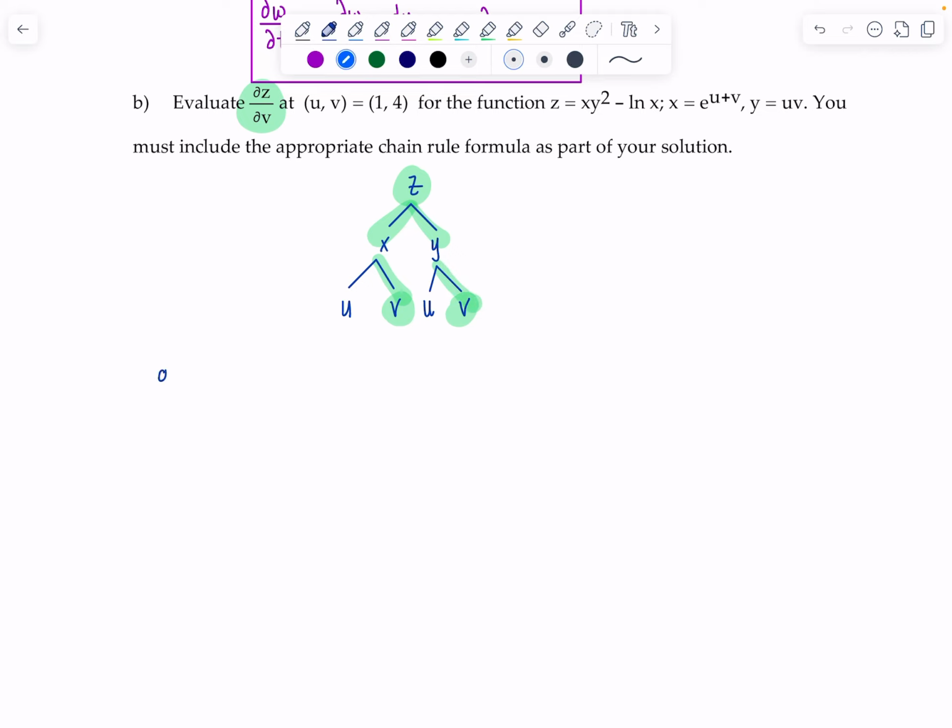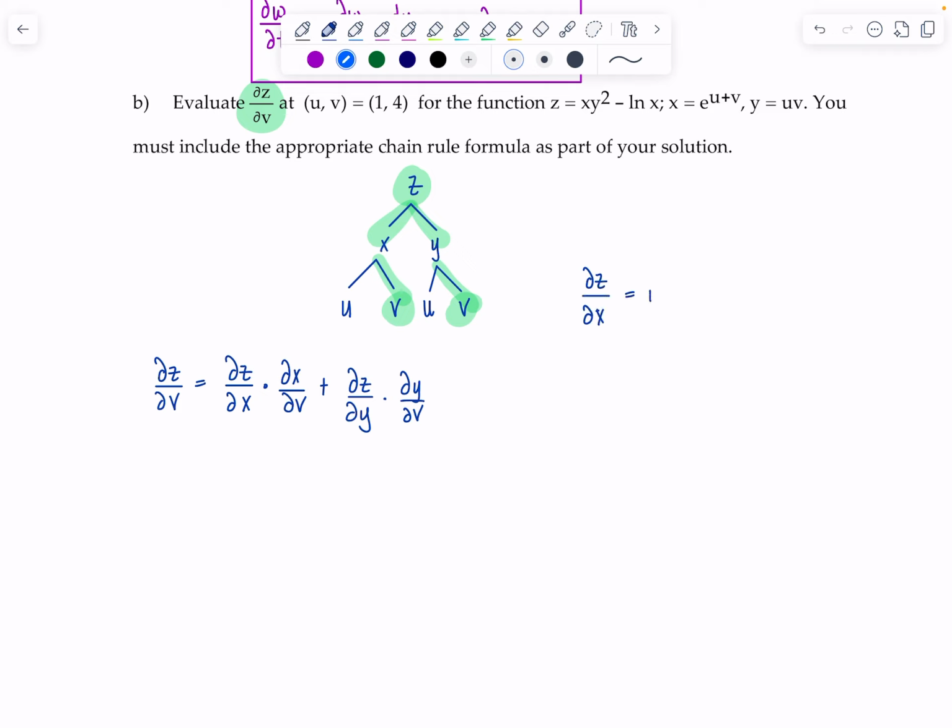So the formula is del z, del v equals del z, del x times, you always multiply as you go down the branch, del x, del v plus del z, del y times del y, del v. Now it's up to you. If you want, you can just find all those derivatives off to the side ahead of time. So let's do del z, del x.